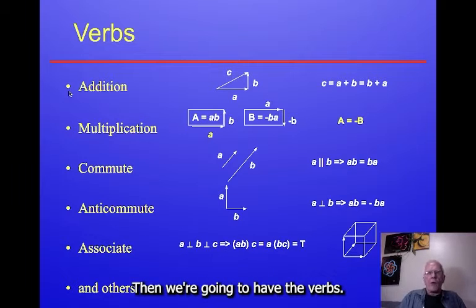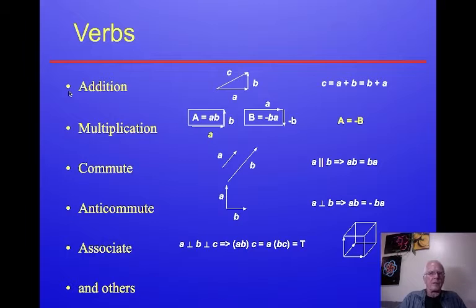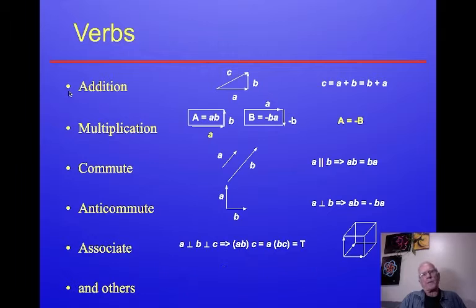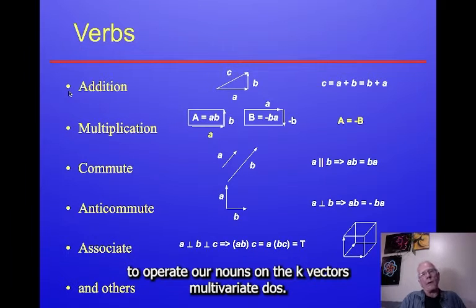Then we're going to have the verbs. The verbs are binary operations, what you're familiar to. Multiply, addition, subtraction, divide. Those sorts of operations need a definition. They need to be able to operate on our nouns, on the k-vectors and multivectors.